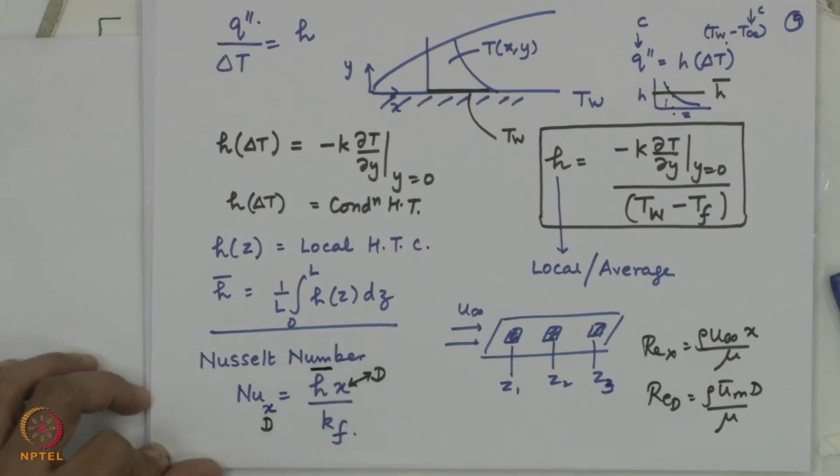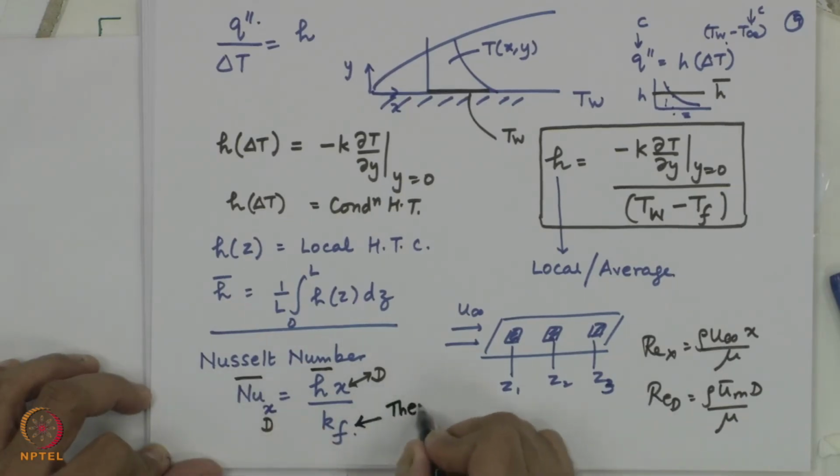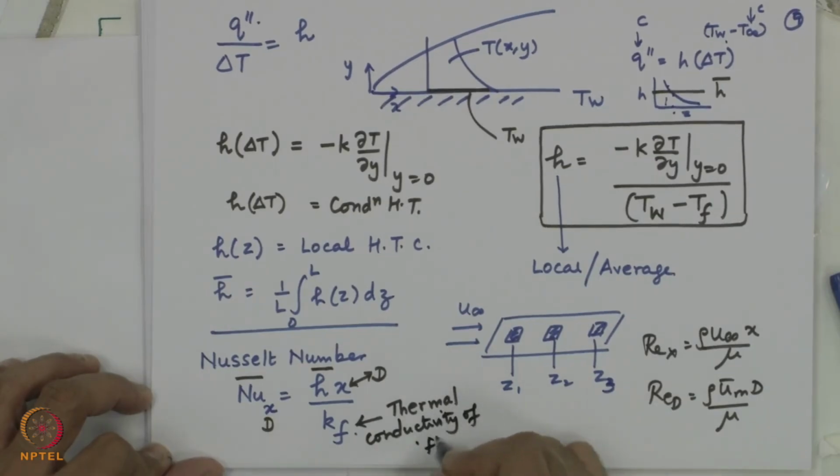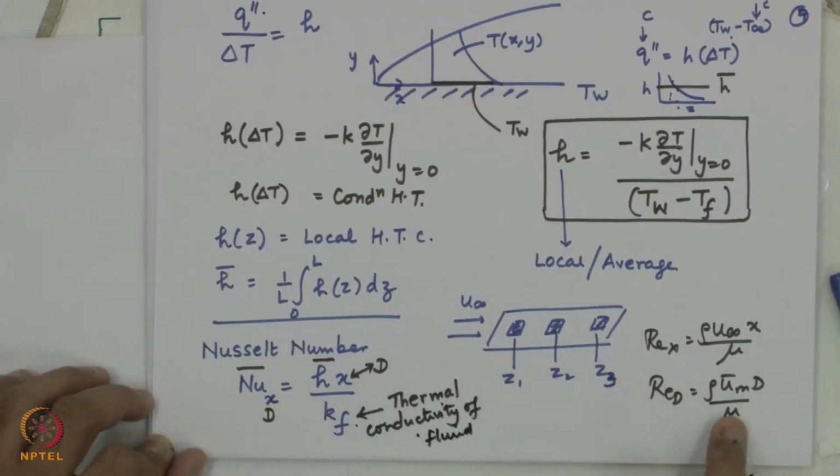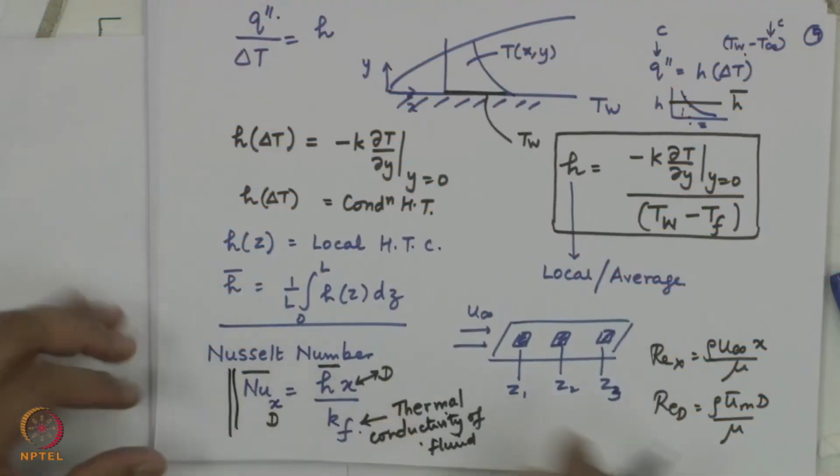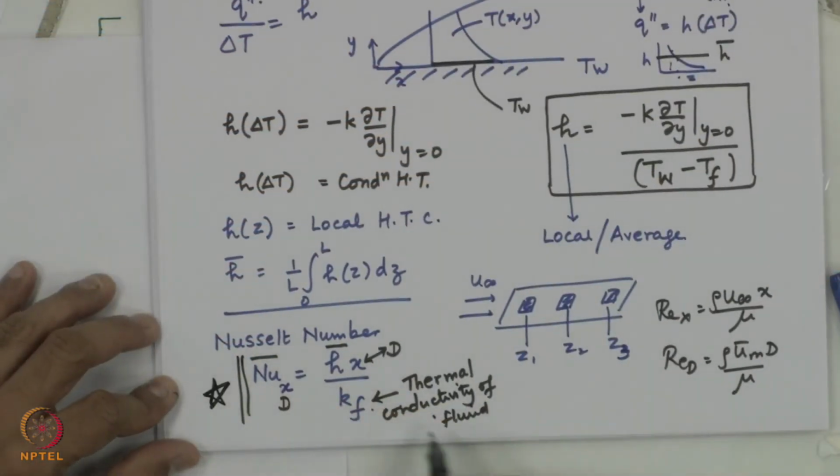If the heat transfer coefficient here is average, you would have an average Nusselt number. If you talk of local, you would talk of local Nusselt number. This k f is the thermal conductivity of the fluid. Unlike the Biot number, which was H times characteristic dimension by the thermal conductivity of the solid, that represented the relative importance of the conduction within the solid and the convection on the outer surface of the solid in transient conduction. This refers to a non-dimensional value for the heat transfer coefficient. This is called the Nusselt number.